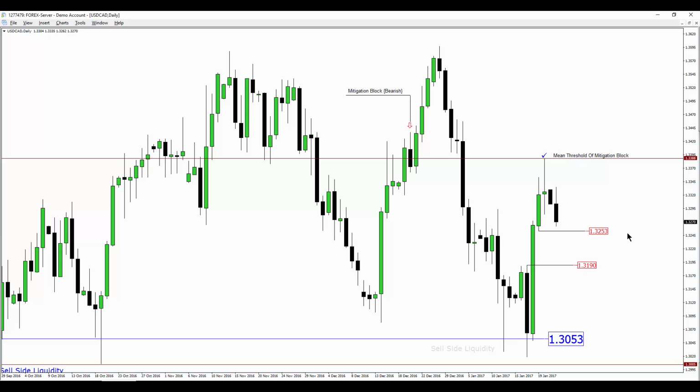Buy side liquidity rests above this high, and sell side liquidity rests at the mean threshold of this last down candle. So we should see 31.20 maintain any downside pressure. If it gives up 31.20, then we're going to look for a continuation and go lower on dollar CAD. But it just looks like we're going to be in a consolidation for this pair.